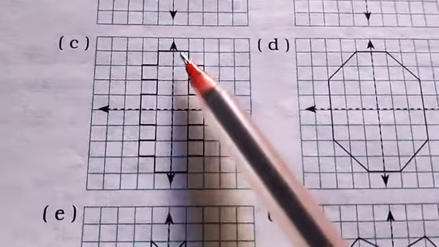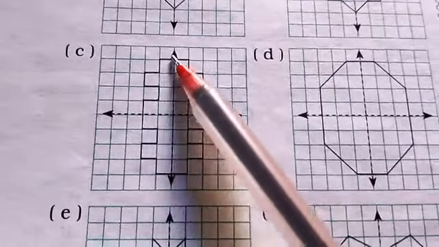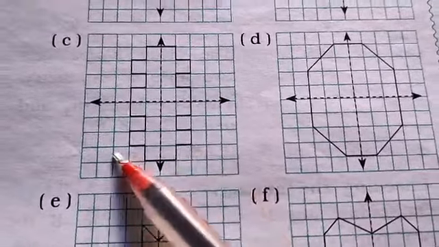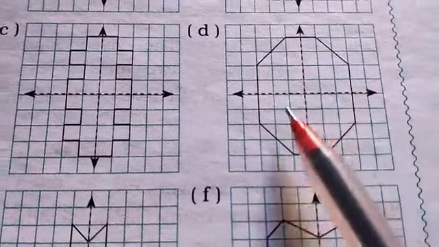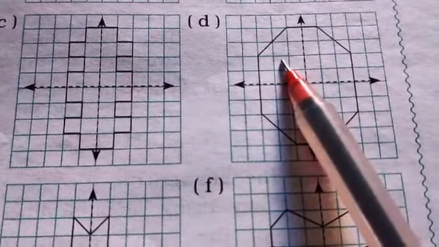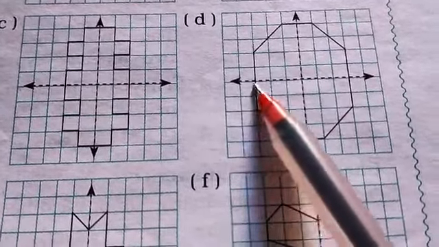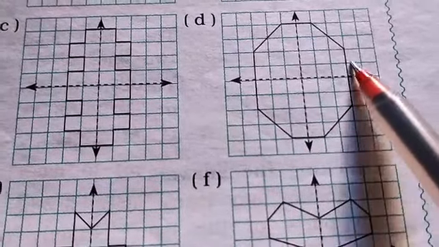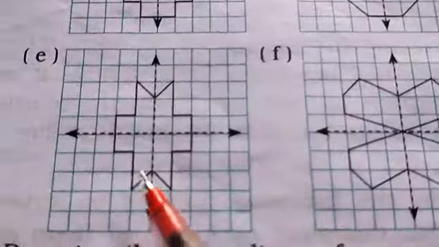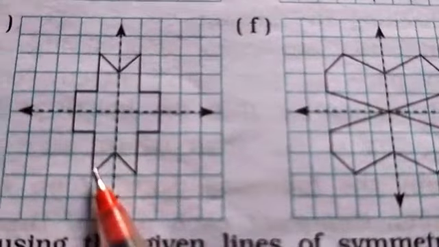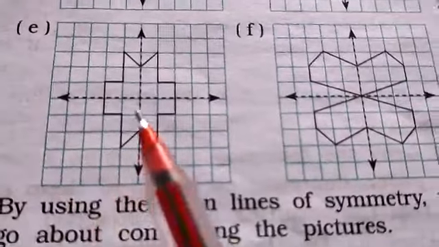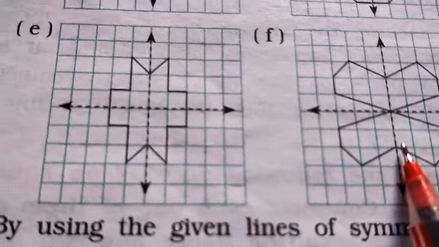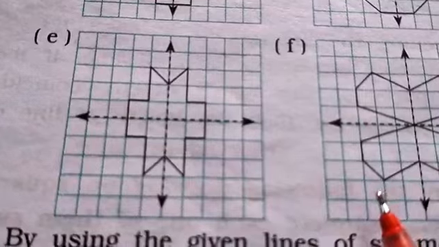In C, this figure is already given, you have to draw the same figure on this side and this side. So you have to cover the remaining 3 sides. One side is already given to you. 1 and 2 and 3. D. Now E. In E you have to draw in this way. And in F you have to draw in this way. So this is your question number 2.